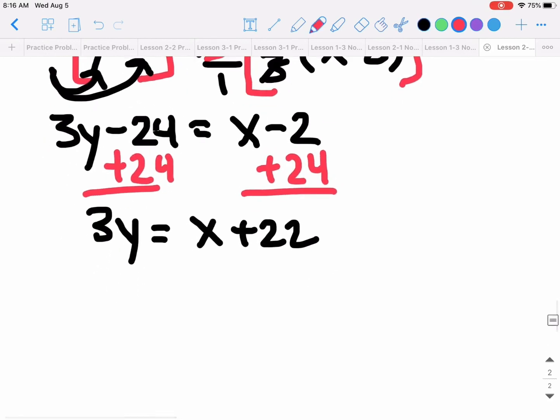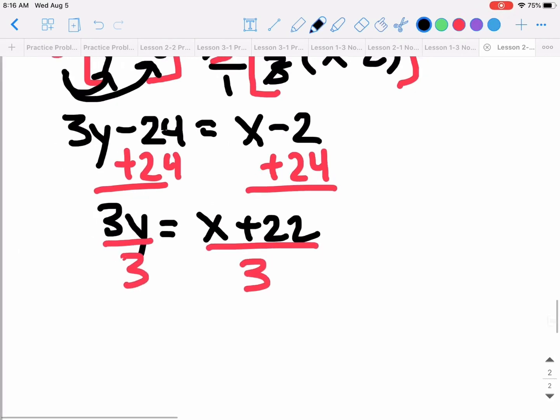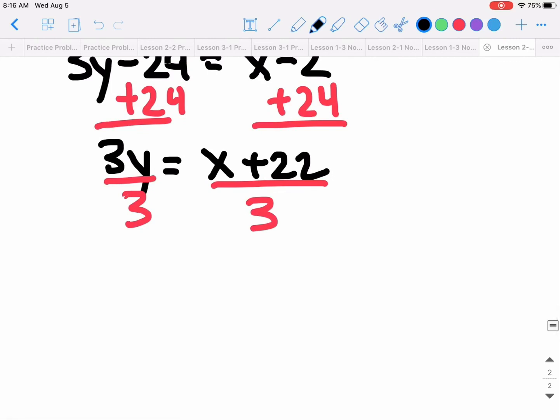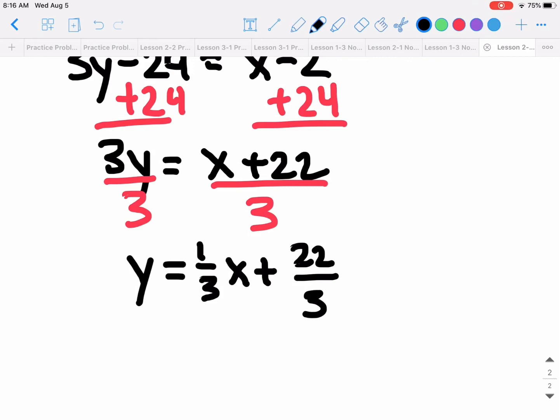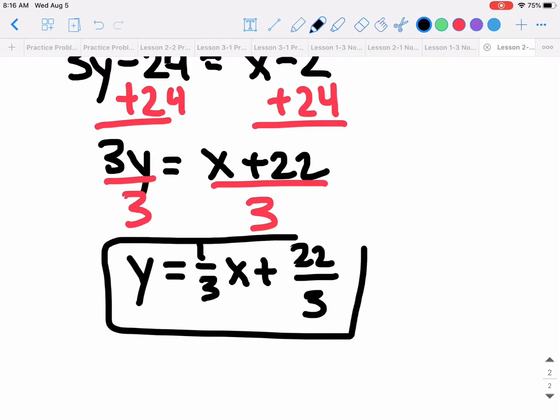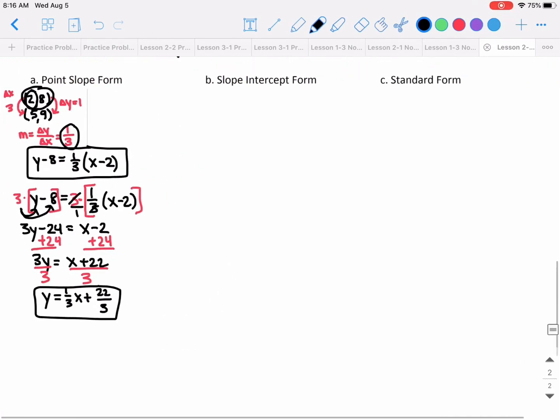And then I will divide both sides by 3 because I need to get the y by itself. That's important for slope intercept form. So I have y is equal to x divided by 3. I can rewrite as 1/3 x plus, and I'm just going to leave this as an improper fraction, 22 over 3. And that is my slope intercept form.